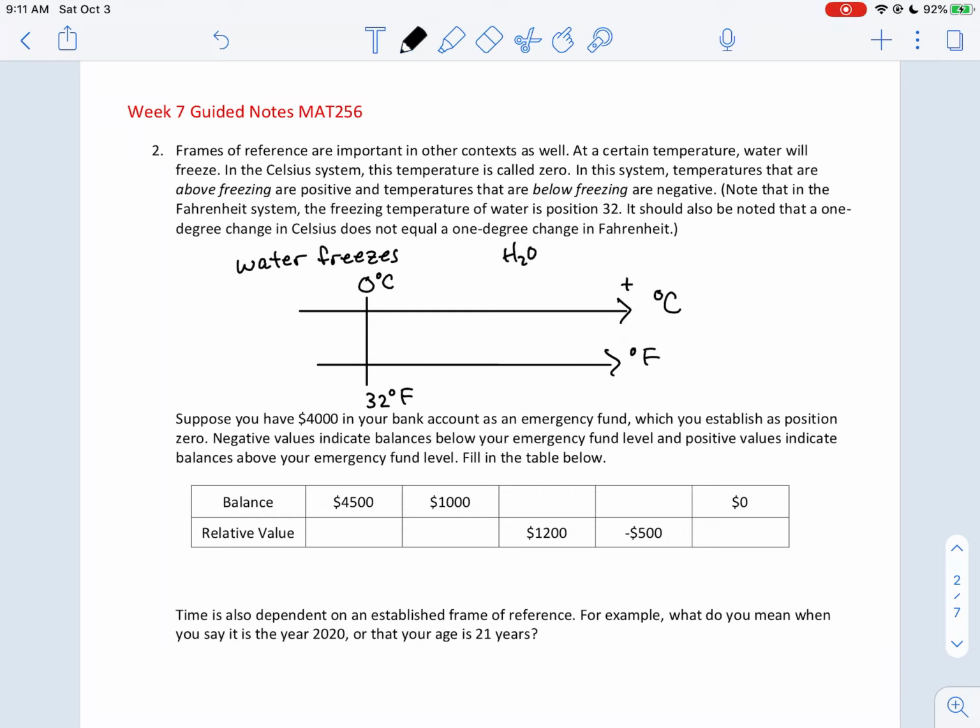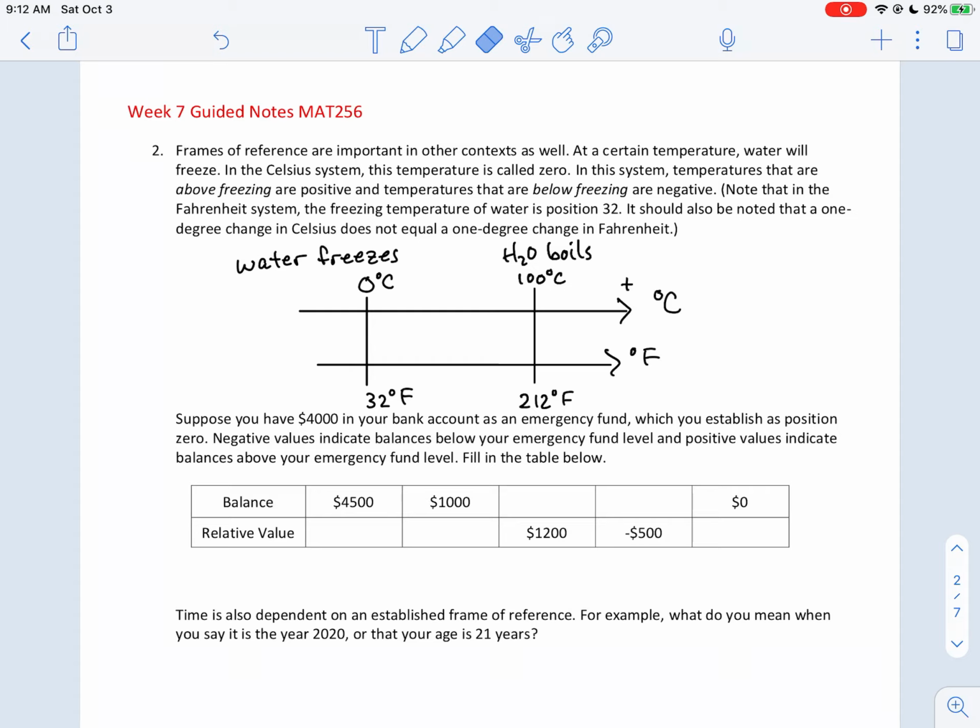We'll say H2O boils. It occurs at a temperature that is 100 degrees in the Celsius system. This is one reason why the Celsius system is a nice one. It goes from 0 to 100, from freezing to boiling. In the Fahrenheit system, I don't know if you knew this, but it's 212 degrees Fahrenheit. And as you can see, here we have a change of 100 degrees. Here we have a change of 180 degrees. That indicates that a 1 degree change in Celsius is not equivalent to a 1 degree change in Fahrenheit.